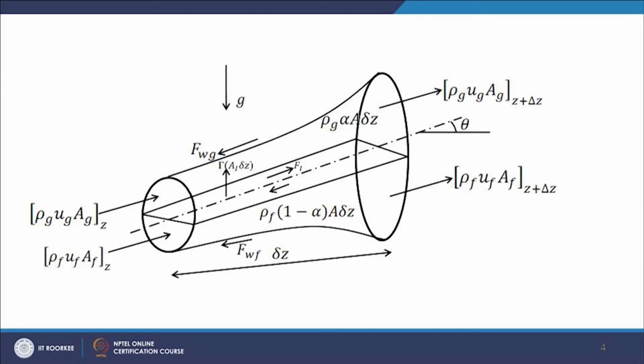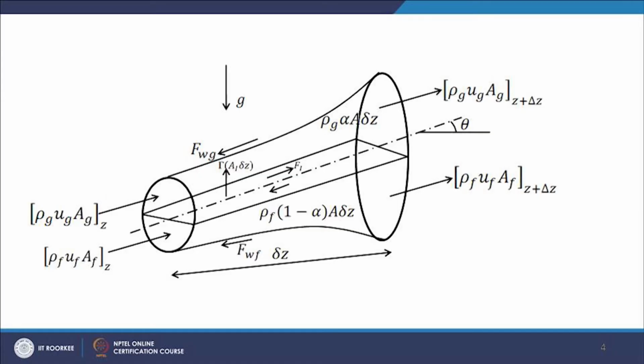So, liquid phase is signified by f and gas phase is denoted by g. As the flow is flowing from left to right, we have the liquid with rho f, u f and a f at the entry, and for the gas, rho g, u g and a g at the entry, right.